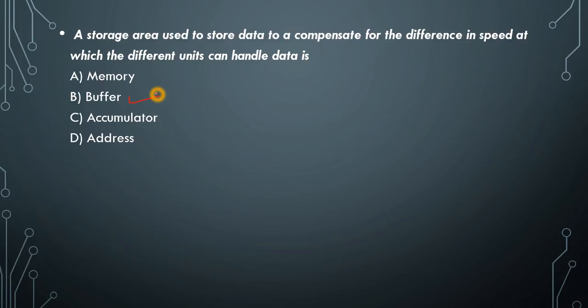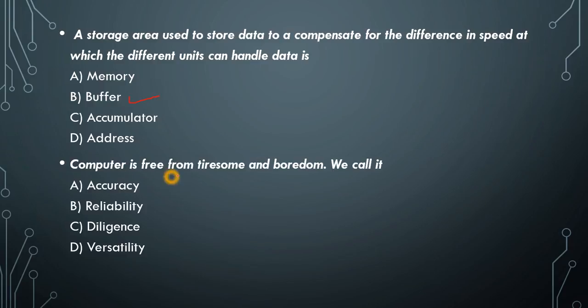In address bus and all in microprocessor, you must have read a lot, but we don't need to know that much. So just buffer, memory is not the purpose. A computer is free from tiresome and boredom. We call it that if it's free from everything and not tiresome; if it does this type of things and then those type of things, other things, everything, then it's not accurate. Okay, it's not reliable. That is known as versatility.